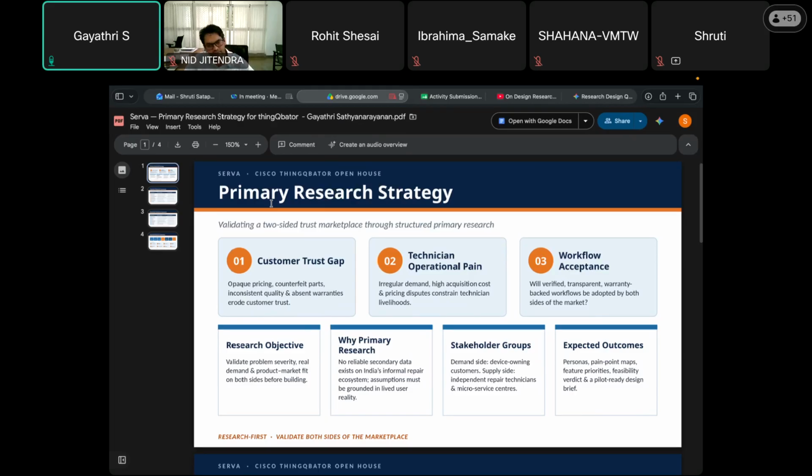So, for some statistics, India's electronics repair ecosystem is very unorganized. India generated over 6.2 million metric tons of e-waste in 2024, and this is projected to more than double by 2030. Yet most of our repair decisions still rely on word of mouth, with barely any transparency around pricing, spare parts, or warranties. During our primary and secondary research, we identified three main questions.